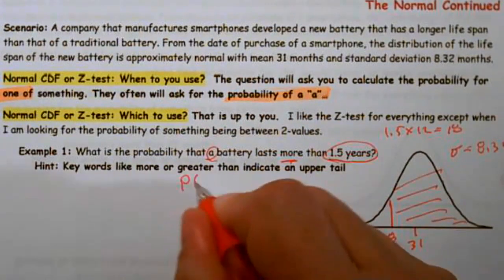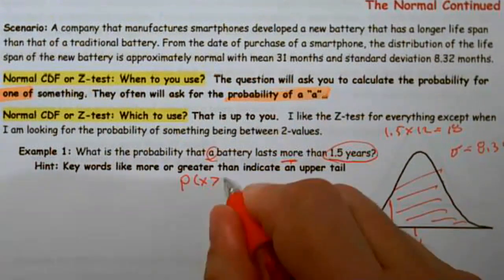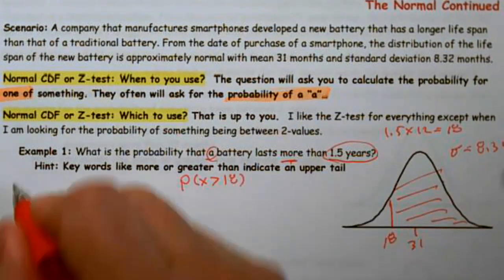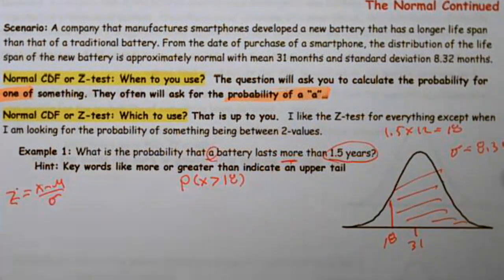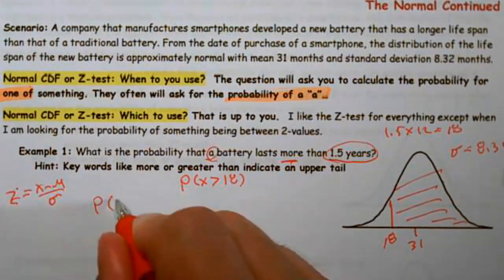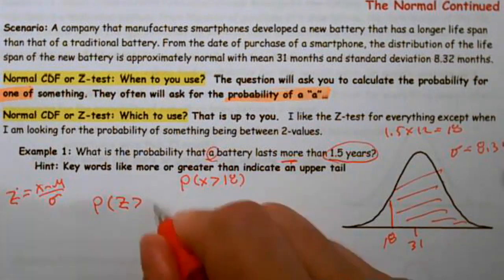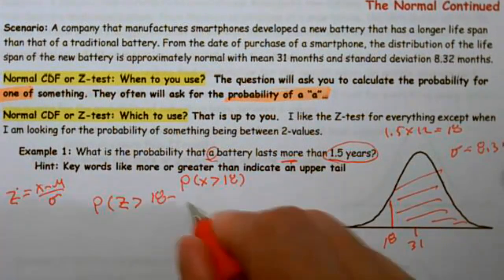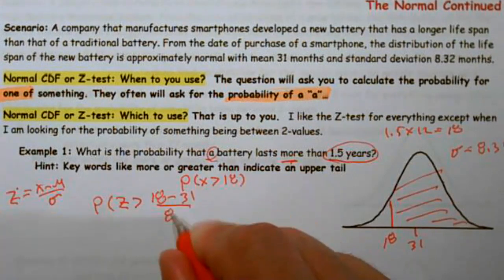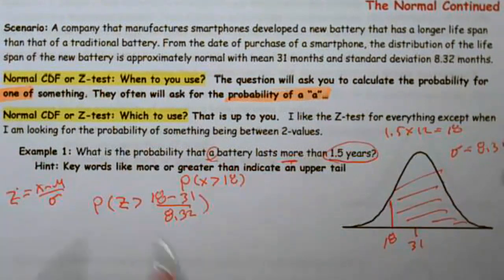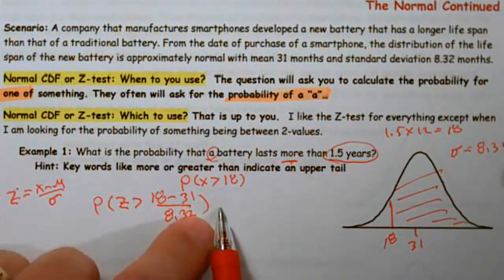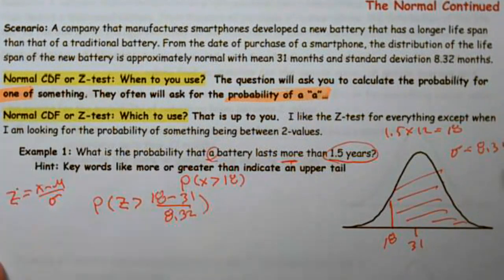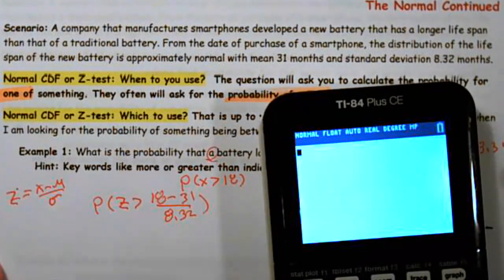Technically, I should probably include the probability of X is greater than 18. Not required, certainly helpful. Always Z equals X minus mu over sigma. So I want the probability that Z is greater than 18 minus 31 over the 8.32. As you'll notice, we now have every one of the variables filled in, but we don't have the probability. Why? That's what we're calculating. All right, so here we go. And I'm going to do this both with a normal CDF and with a Z-test.